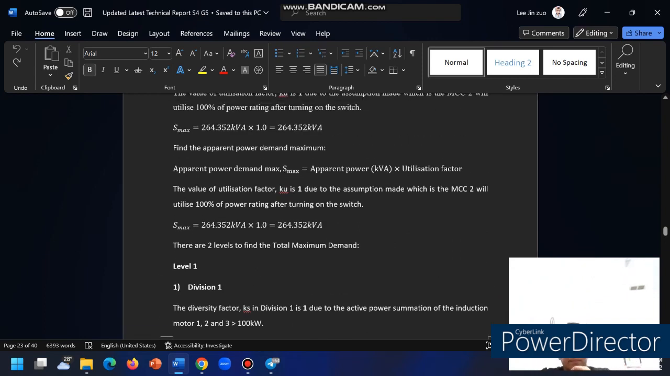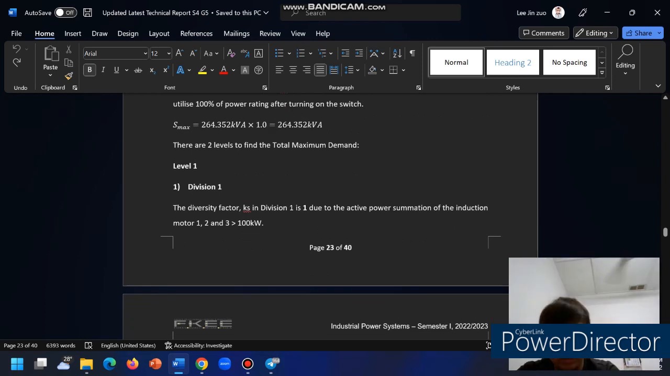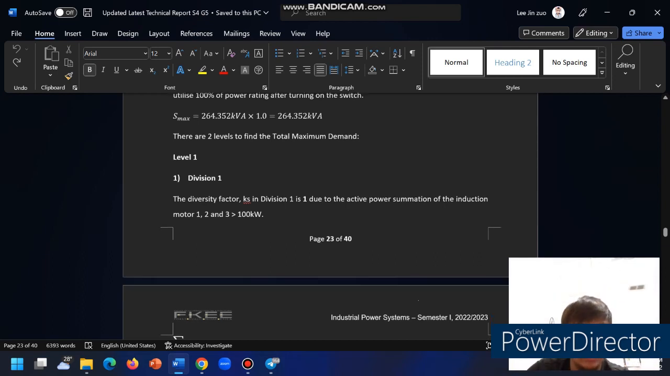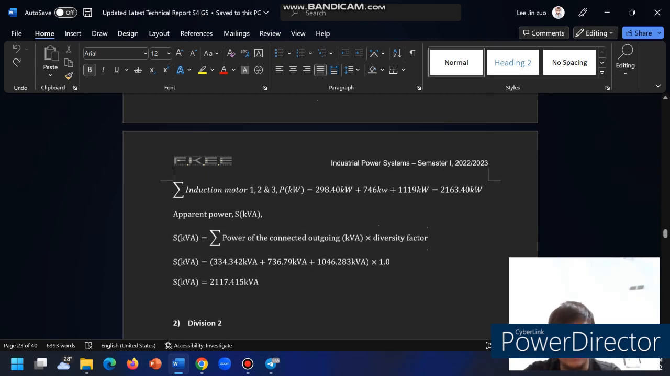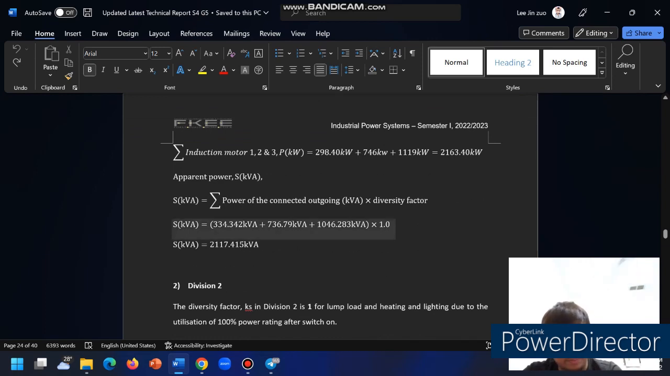And after that, we are going to find the total maximum demand, and there are two levels. The first level for division 1, the KS we need to use is 1 because the active power summation of induction motors 1, 2, and 3 is greater than 100 kilowatt. So we need to add up all the induction motor power. After that, we use the power of connected outgoing times the diversity factor, 1.0 KS, and we will get the total maximum.